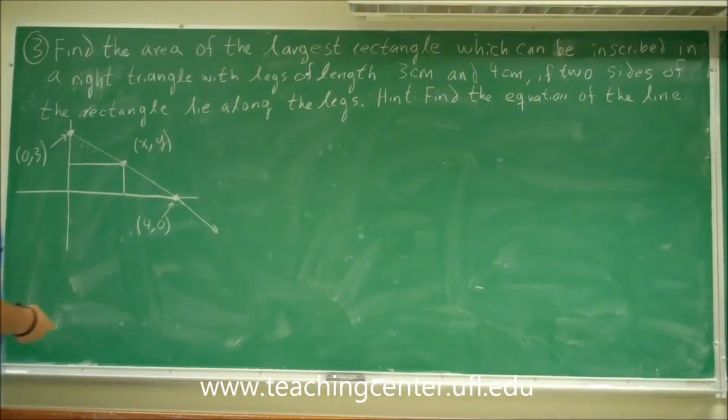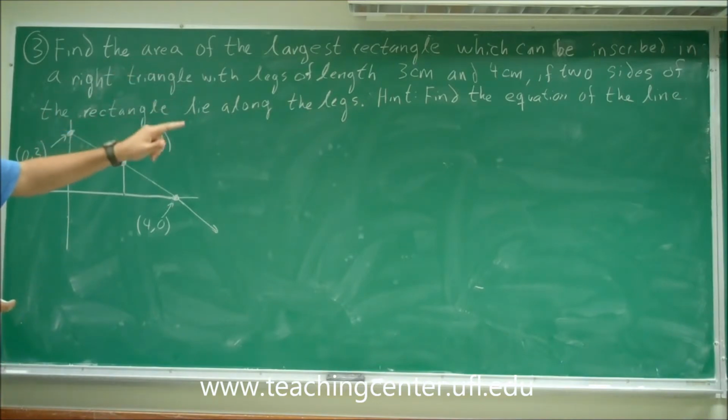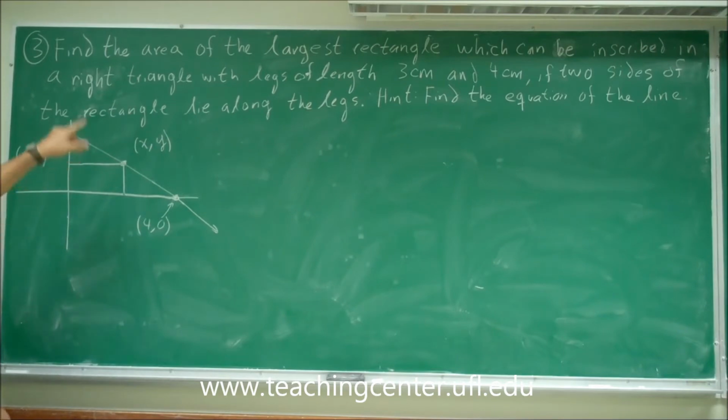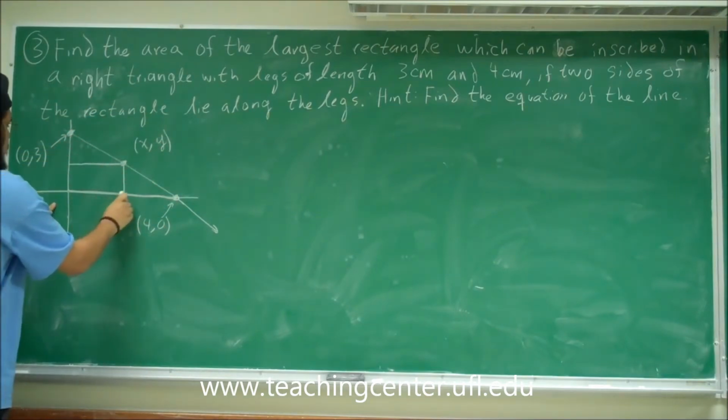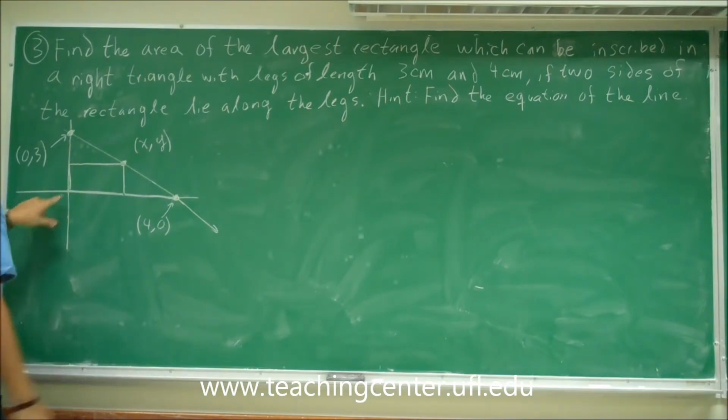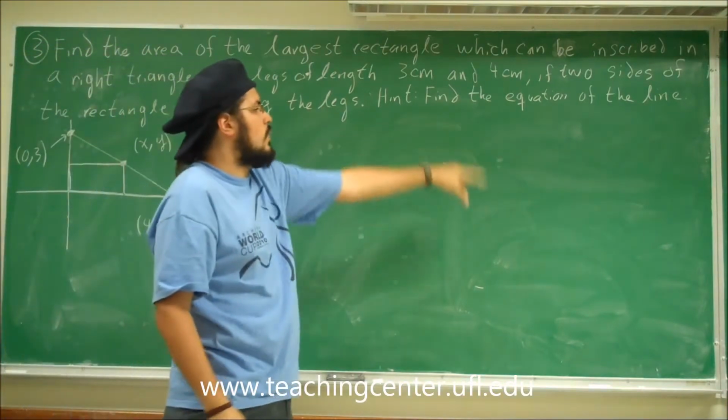Three reads: find the area of the largest rectangle which can be inscribed in a right triangle with legs of length 3 centimeters and 4 centimeters, if two sides of the rectangle lie along the legs. Here's a picture. Here's one side. Here's another side. And then the hint: find the equation of the line.